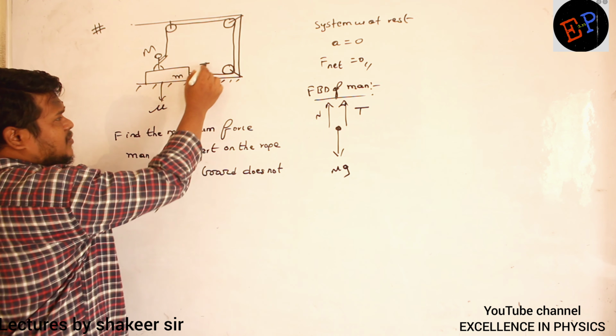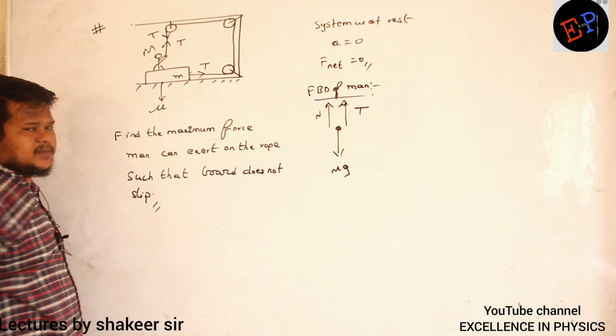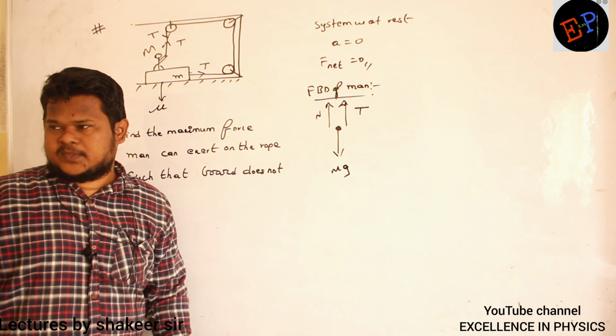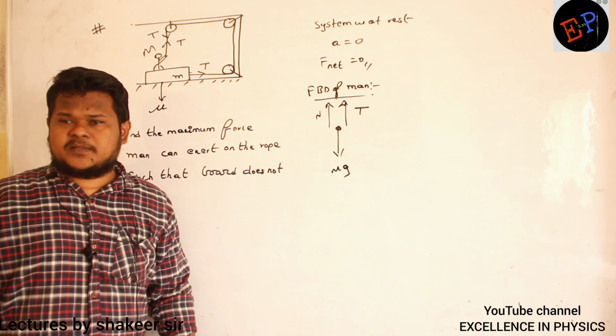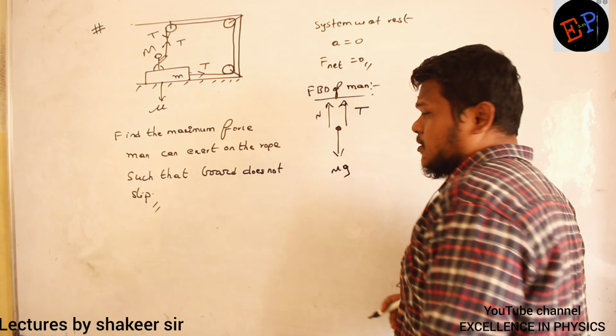So here also tension will be T only, and here also tension will be T only. Everywhere same tension, because all the ropes we are considering are massless ropes, and in massless ropes, tension will be same everywhere. Are you able to understand? Okay. So this is the free body diagram of the man.